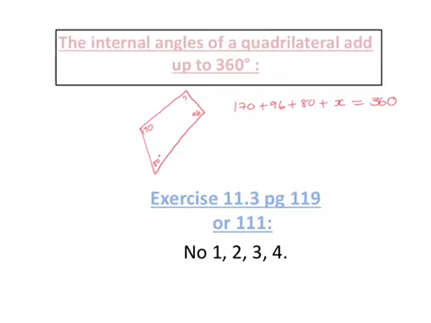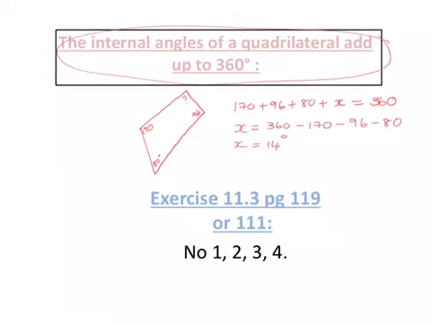So to get x by itself, remember we move over to the other side and we use the opposite operation, the opposite sign. So x by itself is going to be 360, take away 170, take away 96, take away 80, which is 14 degrees. So all of your angles add up to 360 degrees in a quadrilateral. All right, so please, you must know that rule.